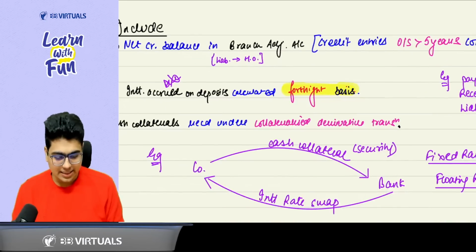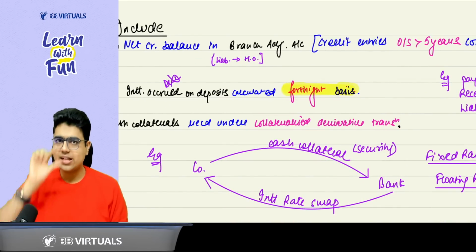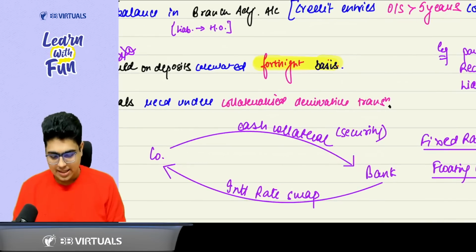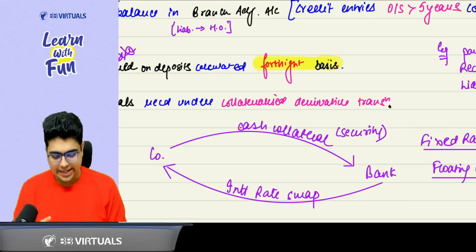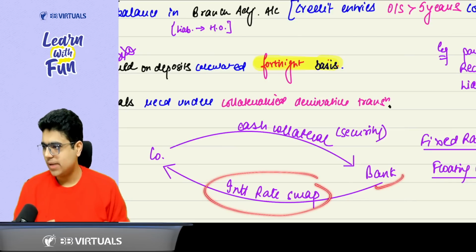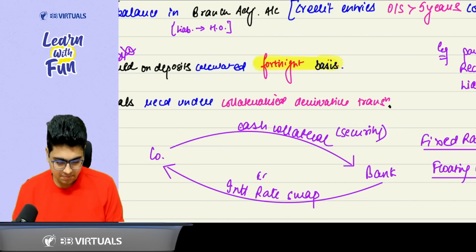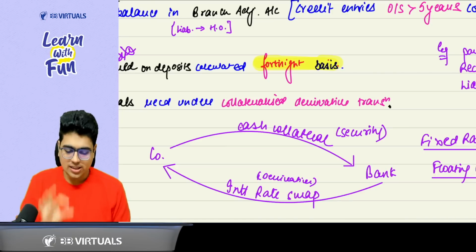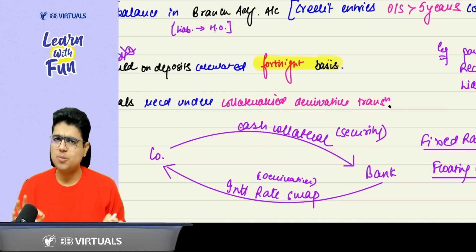Now understand, sir, there are certain collateralized derivative transactions. What is a collateralized derivative transaction? Please try to understand. Let's say there is a company, and the company enters into an interest rate swap with a bank. For this interest rate swap, can I say it is like a derivative? It is a derivative. For this, the company gives a cash collateral in the form of a security.